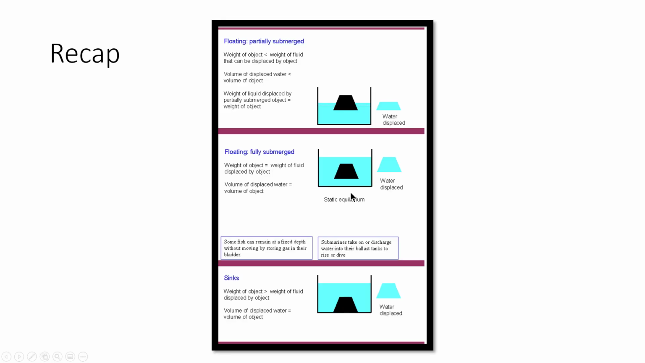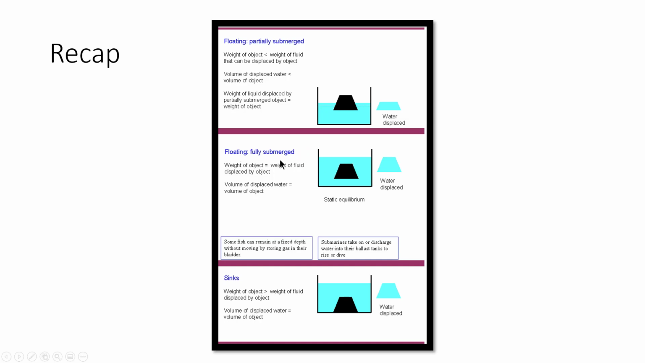To recap, when we have a floating object that's partially submerged, the weight of the object is less than the weight of the fluid that could be displaced by that object, obviously because not all of that object is immersed in the fluid. The volume of the displaced water is less than the volume of the object. And then the weight of the liquid displaced by the partially submerged object is equal to the weight of the object. So we can calculate the weight of the object, and from there, knowing the density, we can back out the volume of the object, but without the knowledge of density, we cannot get the volume of the object.